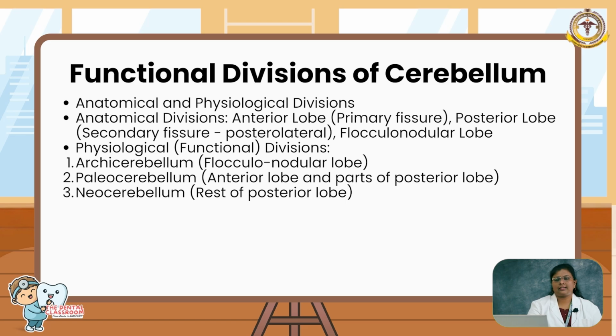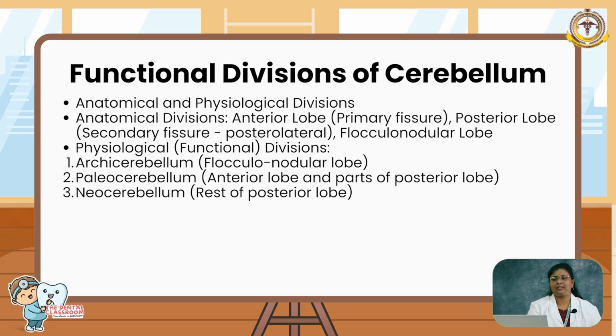So next is the functional divisions of cerebellum. The functional divisions can be anatomical divisions and physiological divisions. For anatomical divisions there are three lobes: anterior lobe, posterior lobe and flocculonodular lobe. The anterior lobe is divided from the posterior lobe with the help of the primary fissure, and the posterior lobe is divided by the secondary fissure, also called the posterolateral fissure, from the flocculonodular lobe.